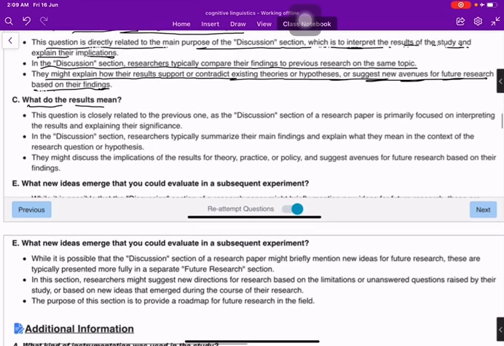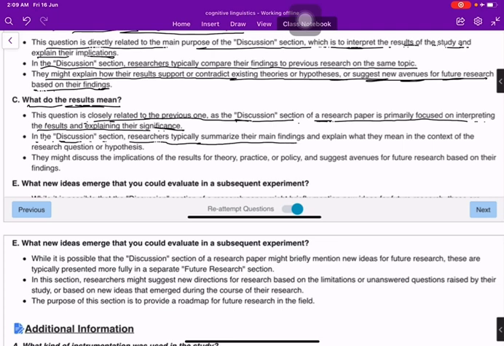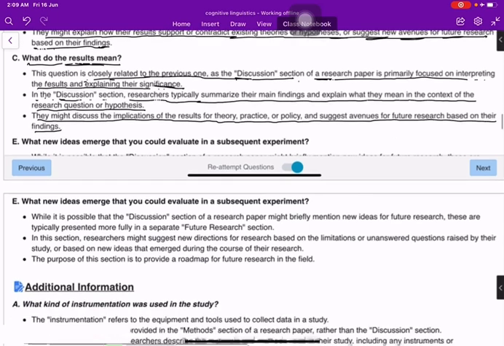The next, what do the results mean? This question is closely related to the previous, as the discussion section of the research paper is primarily focused on interpreting the results and explaining their significance. In the discussion section, researchers typically summarize their main findings and explain what they mean in the context of the research question or hypothesis. They might discuss the implications of the results for theory, practice, or policy, and suggest avenues for future research based on their findings.